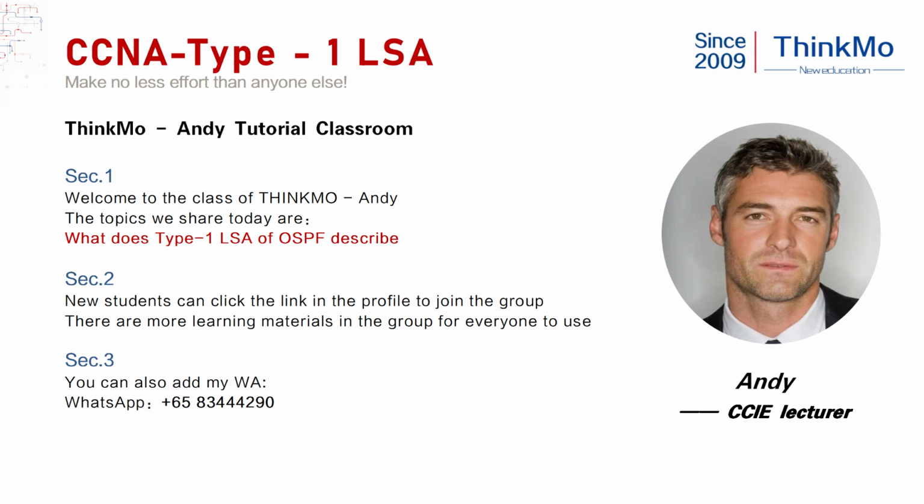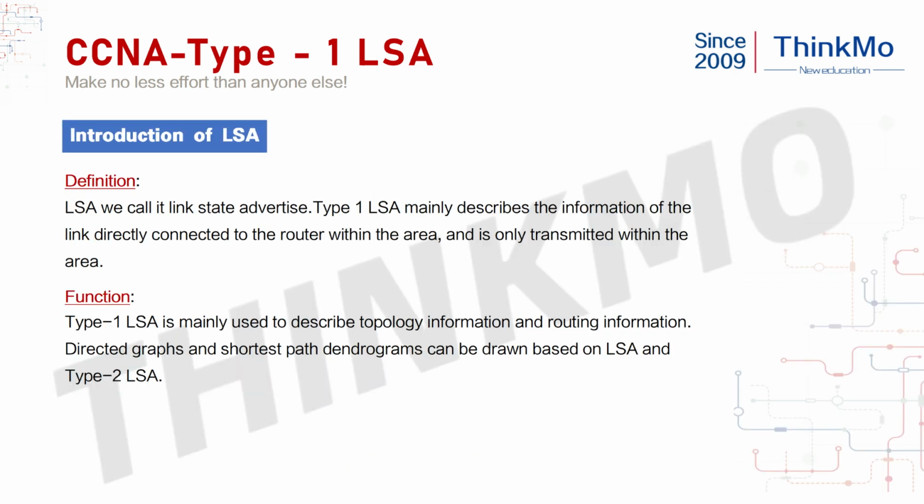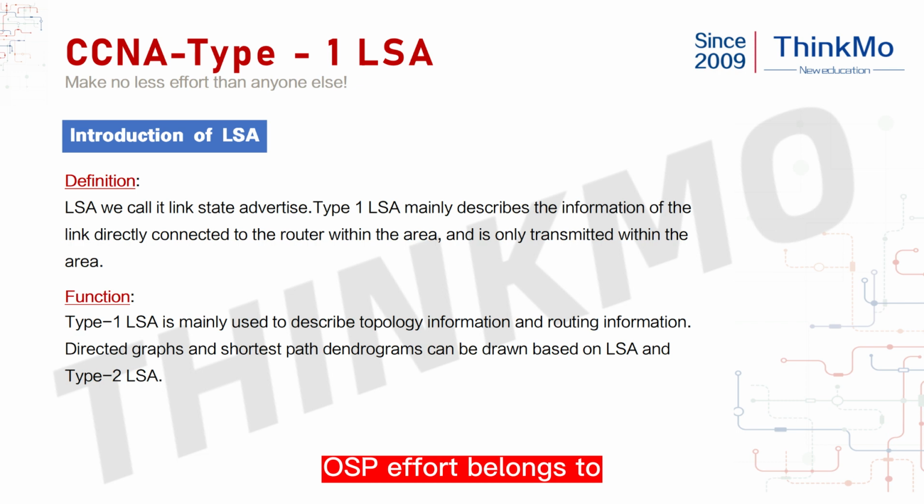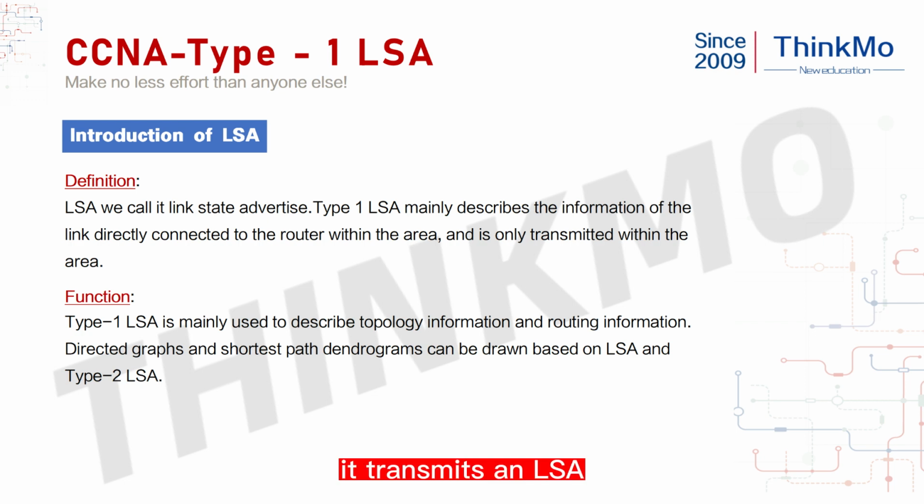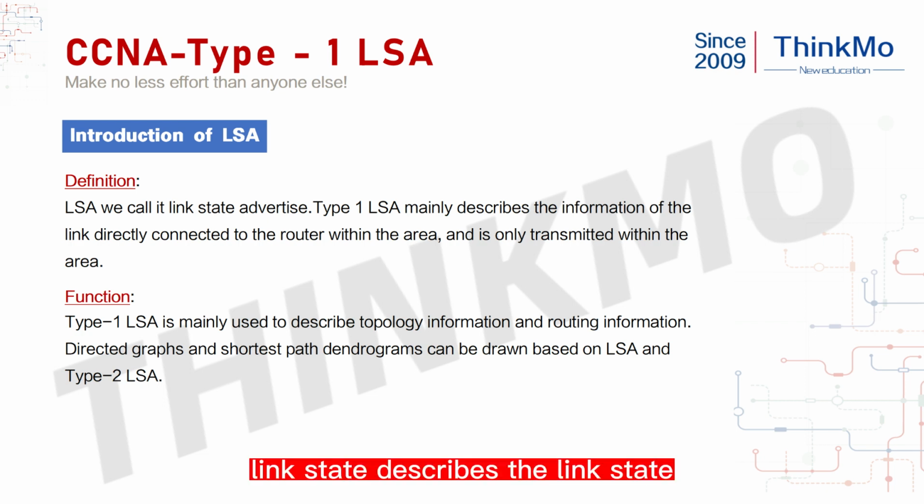In the process, first of all we need a simple explanation of LSA. LSA stands for Link State Advertisement. OSPF belongs to the link state routing protocols, which is fundamentally different from the distance vector routing protocols. It transmits LSAs, whereas a distance vector routing protocol passes routing information. Link state describes the link state. Different LSAs describe different link states.